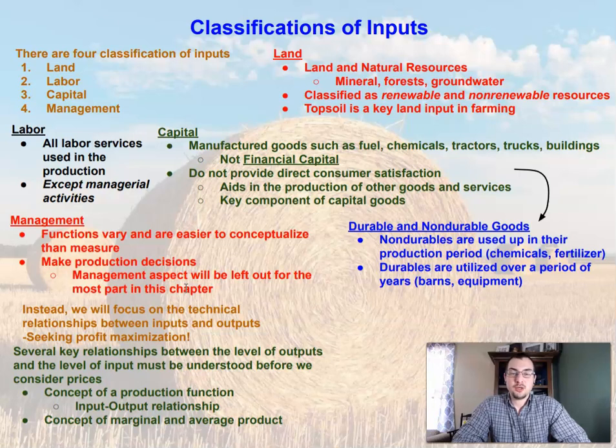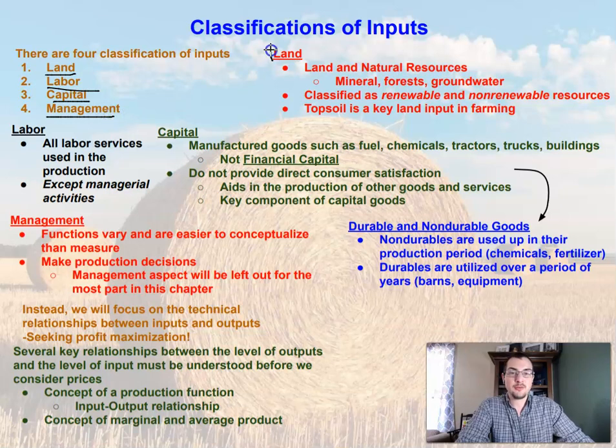So in the first video of chapter 6, I talked about how different businesses employ different resources, but we can actually classify these various resources into one of four groups. These four groups are land, labor, capital, and management. These four right here. So let's dive into what each one is.